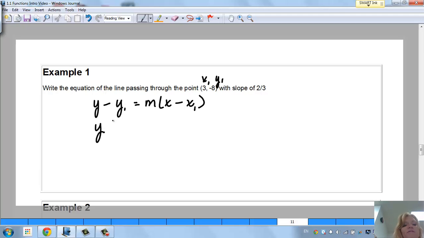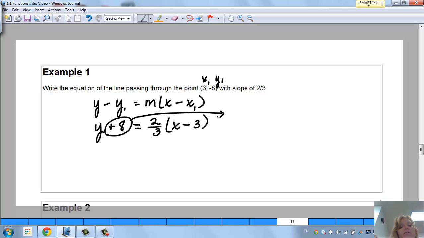If I put a -8 in there, it turns +8 because it's already a minus, equals the slope, which is 2/3. Then I have an x minus 3. You just did the equation of a line. How hard is that? The only thing I'm going to suggest is that you move this over, because on your calculator, if you were going to graph this, the y needs to be isolated. So I usually move this +8 over here to a -8.